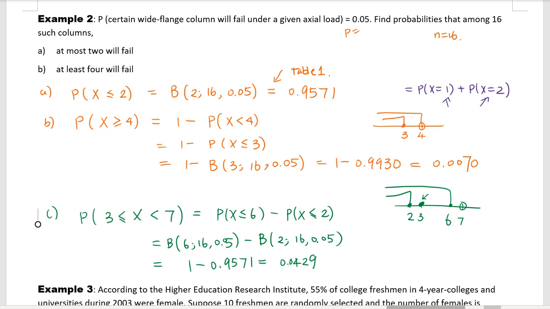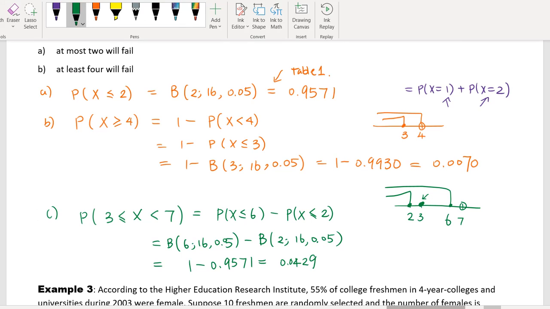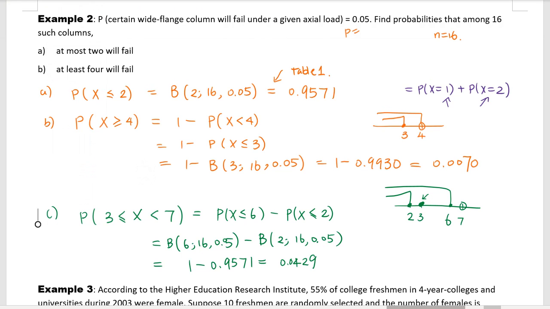And you can see why the CDF is easy, because given any range, you just want to figure out the difference of the two numbers from the table. But if you want to use the PMF to compute, then you have to figure out x equals 3, x equals 4, x equals 5, and x equals 6. See, we have a lot. And then for each of them, you have to use the formula to compute. So that's why, in general, using the CDF is easier. Okay?